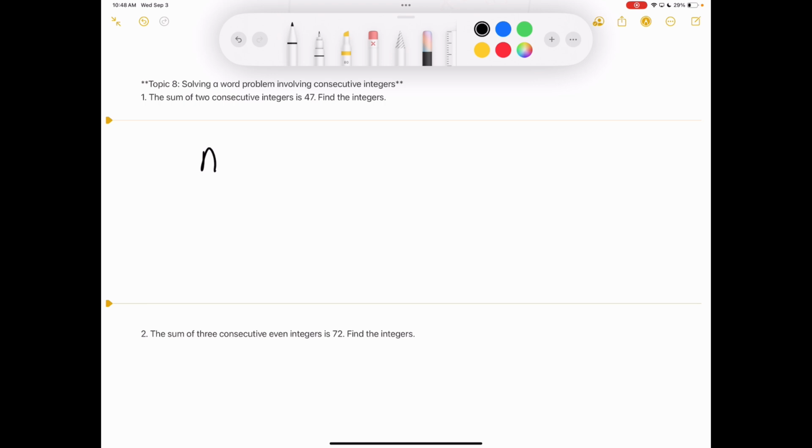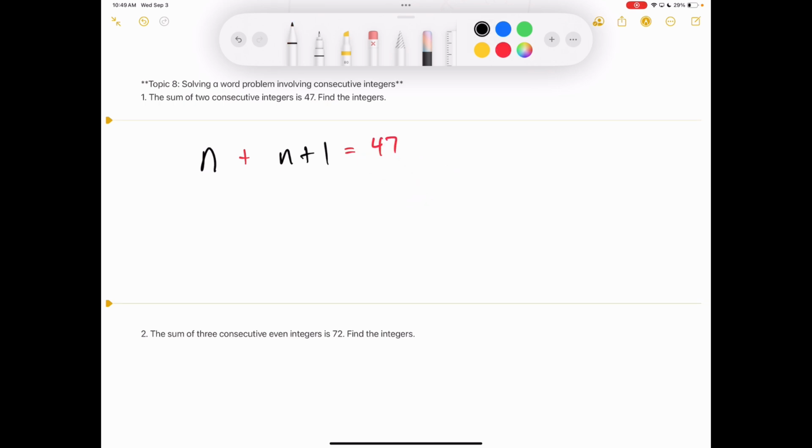So if I had 7, just throwing a number out there, how do I go from 7 to 8? You just add 1, right? So what they say is the first one is n, and the next one is going to be n plus 1. Because any number I have, to go to the next number, you just add 1. So now it says the sum of these equals 47.